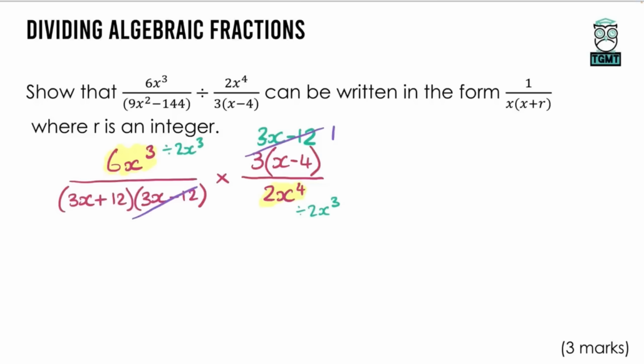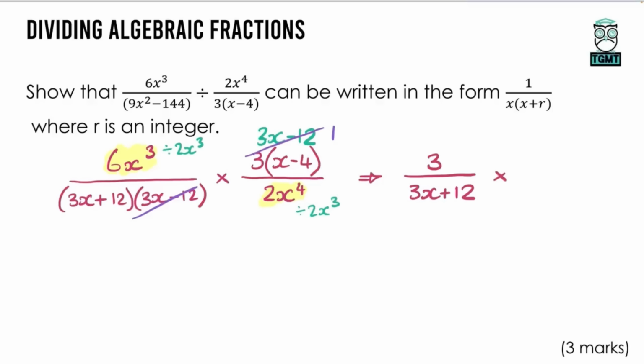So we need to write what we've actually got left once we do that. We'll still keep it as two fractions for the moment. So here, 6x to the power of 3 divided by 2x to the power of 3, well that fits in 3 times. So we have 3 as our numerator. On the bottom, we just have that 3x plus 12 as the 3x minus 12 has now cancelled off. We don't need to keep it in brackets anymore because there's nothing else with it.